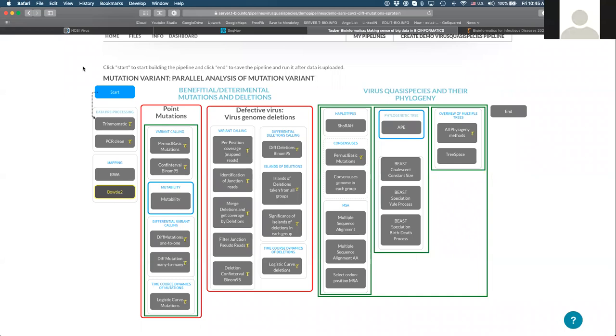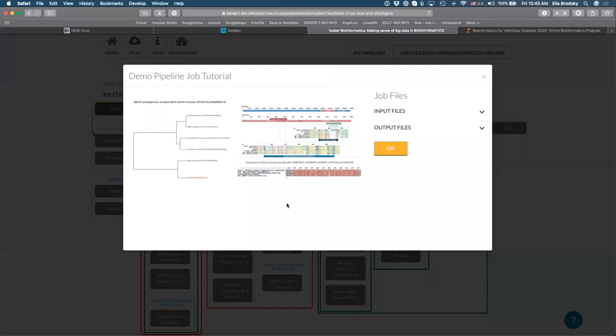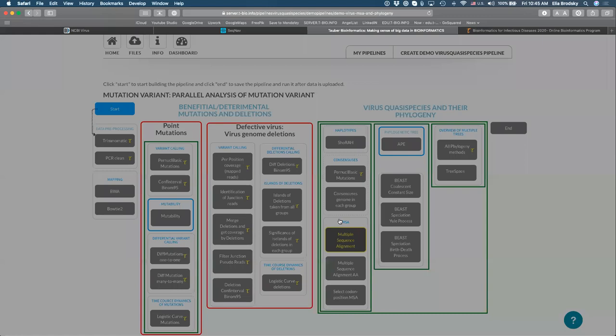study of a human sample, so we'll do that at a later session. Let's take this collection of data from different hosts. This is exactly the same analysis that was done in this paper. Then we will do multiple sequence alignments.